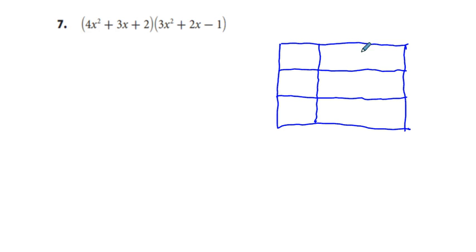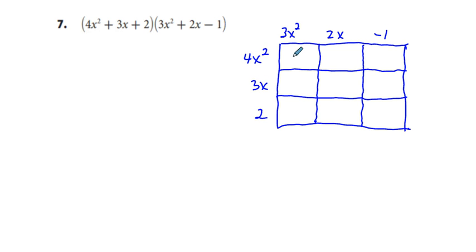So here we have 2 vertical line segments. On the top, I'm going to put this 3x squared plus 2x minus 1. And then we have on the left 4x squared, and then 3x, and then 2. And you can just look and check to make sure you got these right.